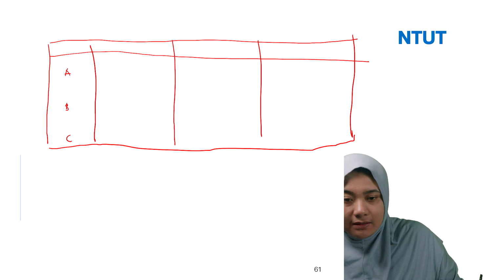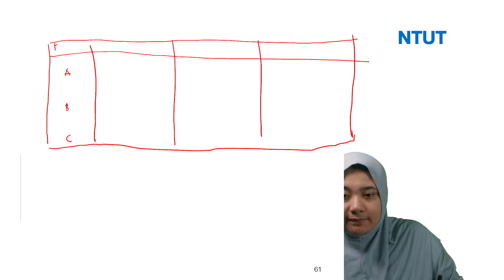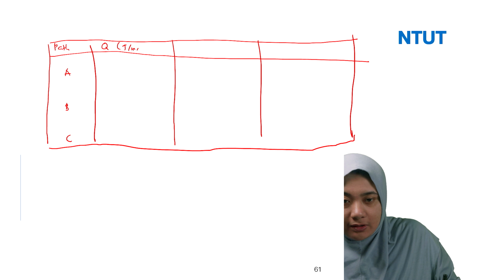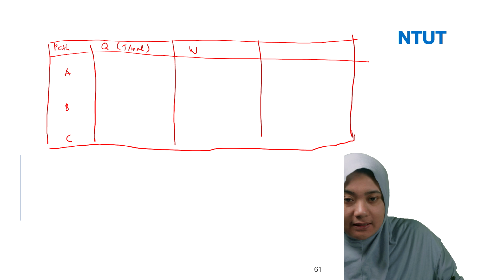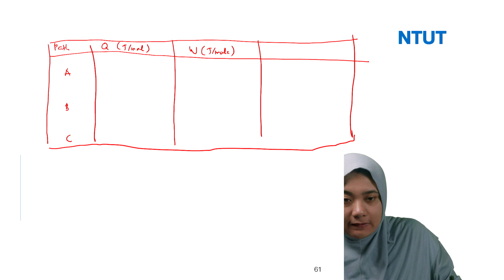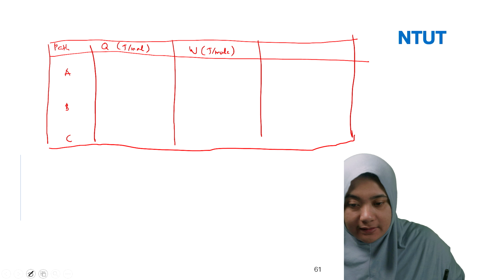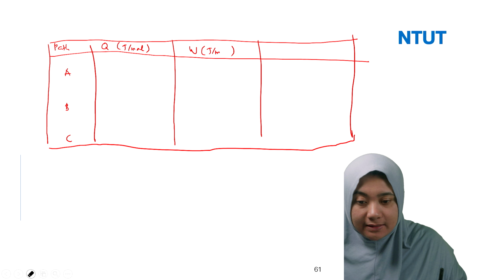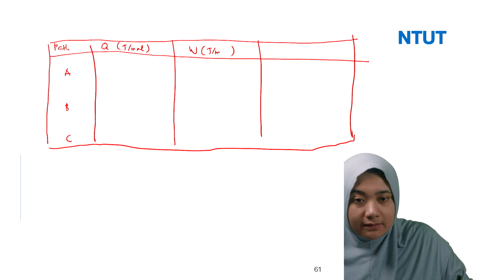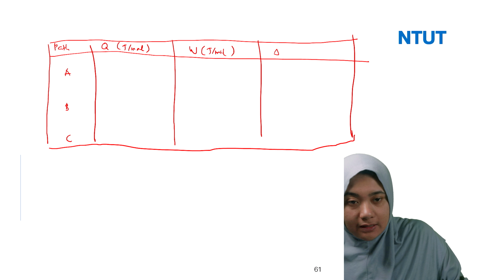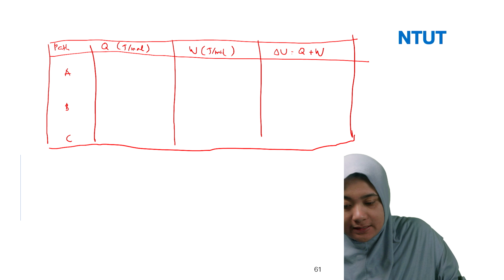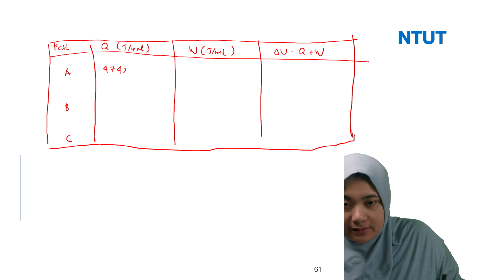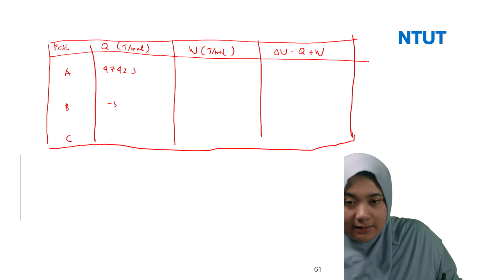So this is the path, and then this is Q, I just write joule per mole. And then here W, joule per mole. And then here you have delta U. Delta U comes from the energy balance, so you have delta U equal to Q plus W. So for path A, from the result, 4000, I will write to indicate the result.